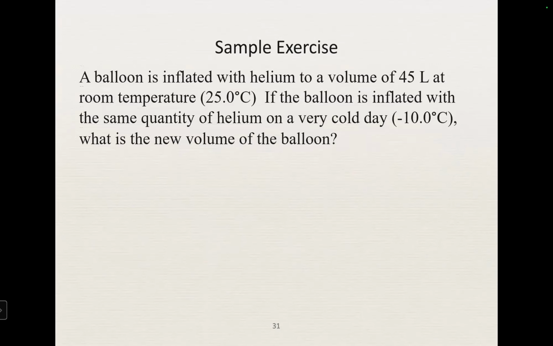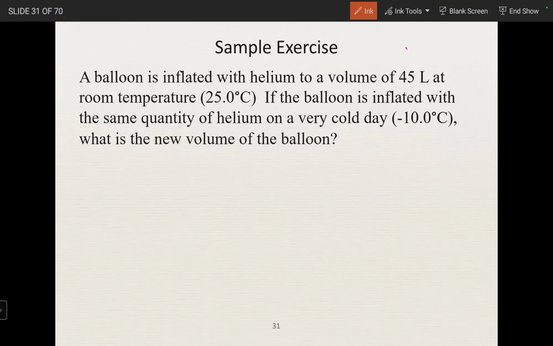And then we're just going to continue with 5 more of these, I think. Some of them will have the ideal gas law rather than the combined gas law. But a balloon is inflated with helium to a volume of 45 liters. So that'll be V1 at room temperature. So T1. And again, that has to be Kelvin. So that'll be 298.15 instead of 25 degrees Celsius. But if the balloon was inflated to the same amount of helium on a very cold day, negative 10 degrees, T2, what is the new volume?